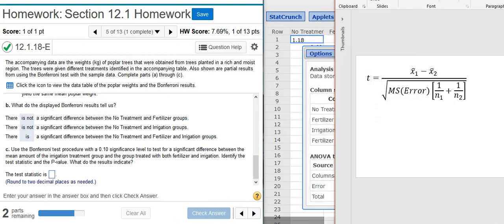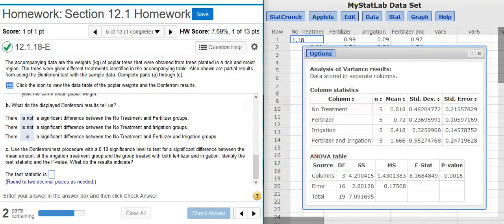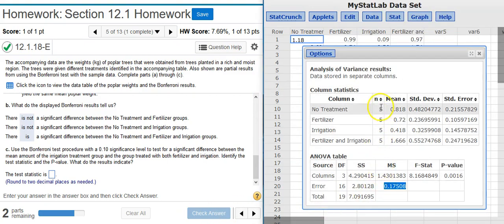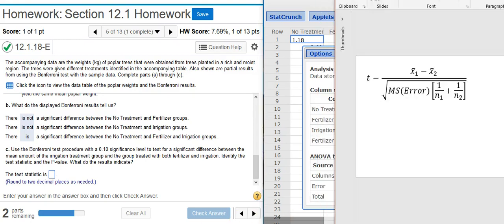Then we're asked to find the mean squared of the errors here in our denominator, and that's going to come from our ANOVA table, which is actually this number right here. Here's the mean square column, here's the error row, so the mean square of the errors is this number here, 0.17508. Our sample sizes, N1 and N2, we can also get from the ANOVA table. Notice we have a sample size column here for column statistics, and we can just grab those numbers here. So when we do that, out comes the numbers that we put in.